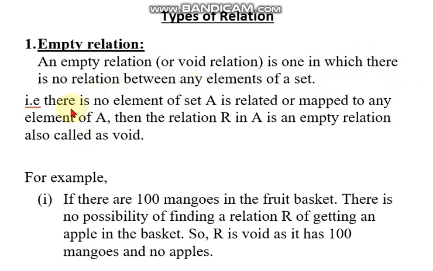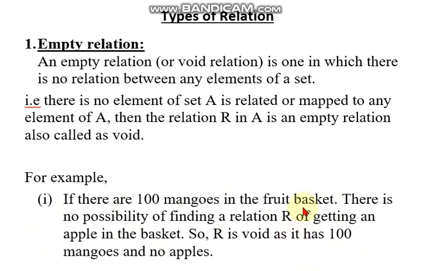In other words, we can say that if no element of set A is related or mapped to any element of set A, then the relation R in A is an empty relation. It is also known as a void relation. For example, if there are 100 mangoes in a fruit basket, there is no possibility of finding a relation R of getting an apple in the basket.